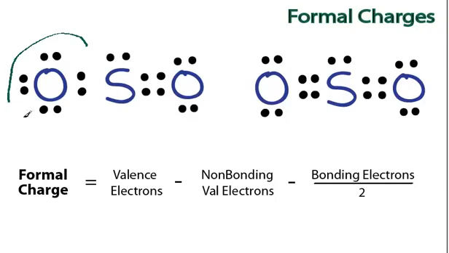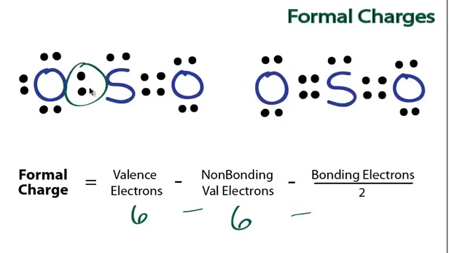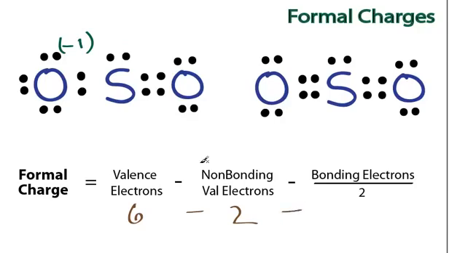So let's try it. We'll do this oxygen first, and oxygen is in group 6, so it has 6 valence electrons. Non-bonding, that's these ones on the outside, has 6 of those. And then bonding, we have a bond right there, 2 divided by 2, so 6 minus 6 minus 1 is minus 1. The formal charge on that oxygen is minus 1. For the sulfur, right here, we have group 6, non-bonding, that's these here, and then bonding, these and these are forming bonds, so we have 6 over 2, and 6 minus 2 minus 3 equals a positive 1. So this is going to have a formal charge of plus 1.